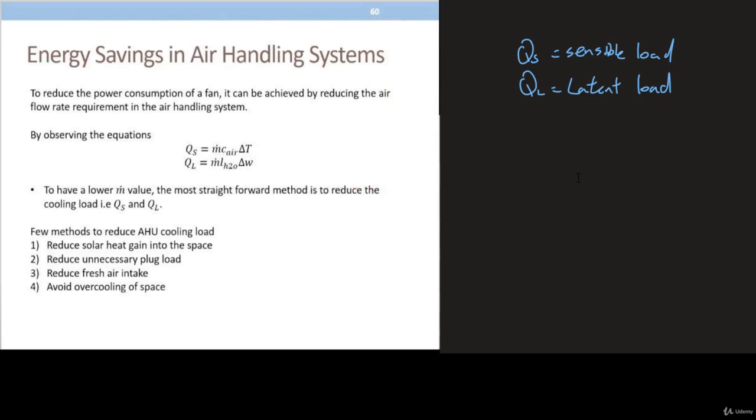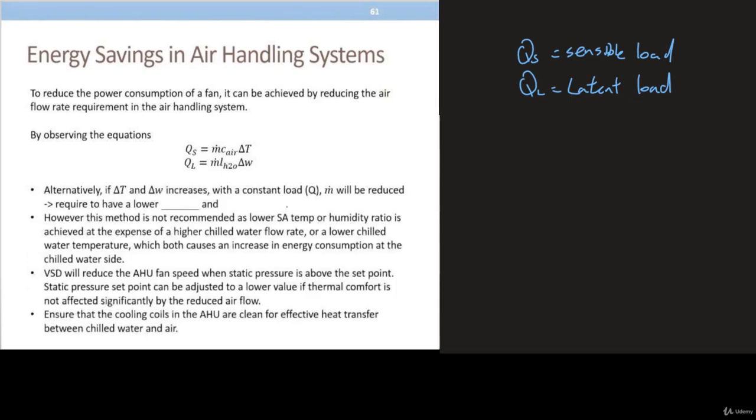So for things that generate a lot of heat, you may start to switch them off, and your photocopy machine should always go to standby mode. Reduce unnecessary fresh air intake or unnecessary infiltration air, those outside air, try to reduce it, and avoid overcooling the space. That means don't set the set point to a very, very low temperature. All this will cause your QS and QL to increase if you don't do that.